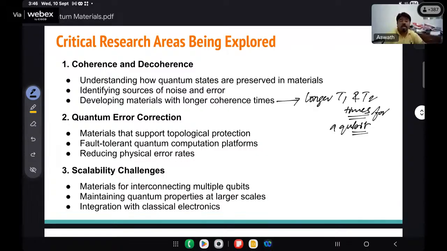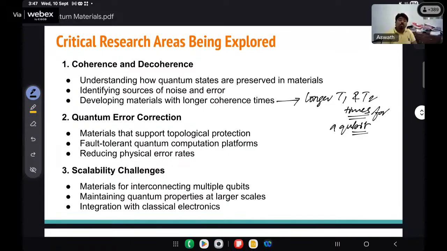Okay, so in that way the root cause is addressed. At the same time, the root cause is not going to affect at all because of the material topology, the rigidness. So the fault tolerant quantum computation platforms are possible with these things, and we can reduce the physical error rates. Errors come from the physicality of the system, and those things can also be addressed. And right now the critical research one could look for is also on the scale challenges.